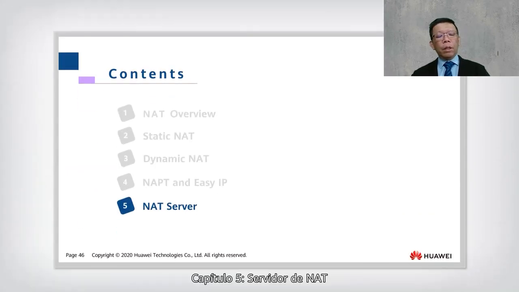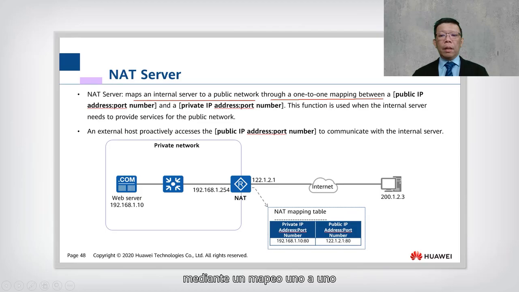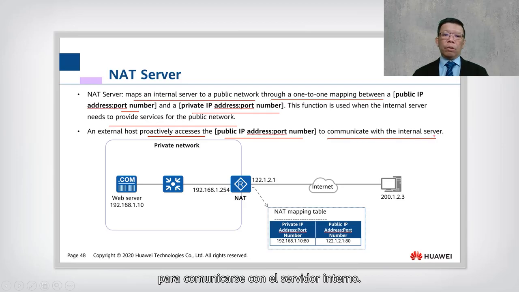Right, and we look into the final topic here, chapter number 5, NAT server. A NAT server maps an internal server to a public network through a one-to-one mapping between a public address and port number and a private IP and port number. This function is used when the internal server needs to provide service to the public network. So an external host proactively accesses the public IP with the port number to communicate with the internal server. We call that a NAT server.